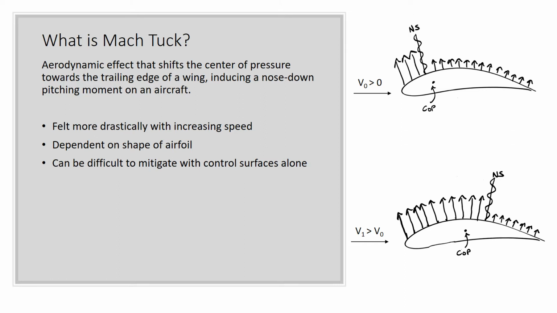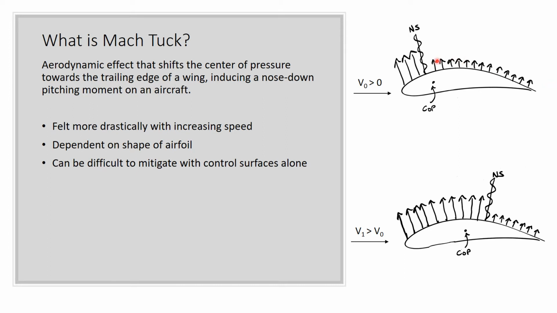If we take a look at the two drawings on the right, looking at the top right drawing, we see that there is an incoming free stream velocity that's sufficient to cause a normal shock to occur on the surface of the wing. And if we look before the normal shock, we see an area of high lift due to the increased velocity, and we see a larger area of less lift due to the decreased velocity.